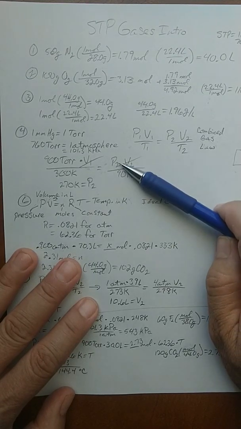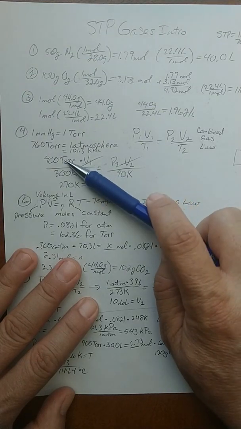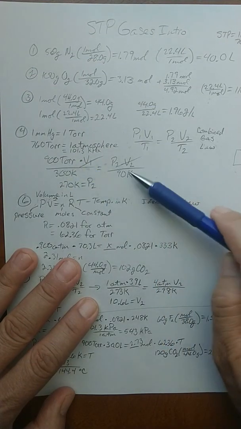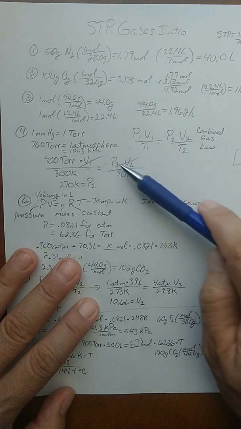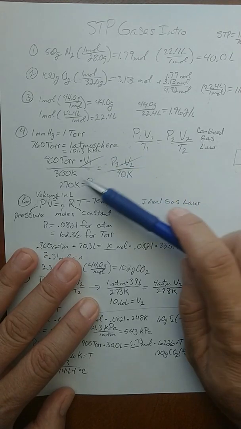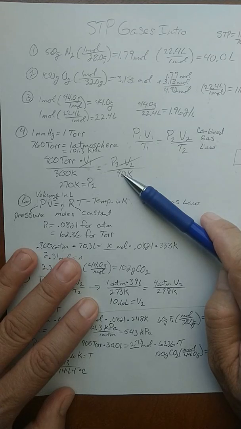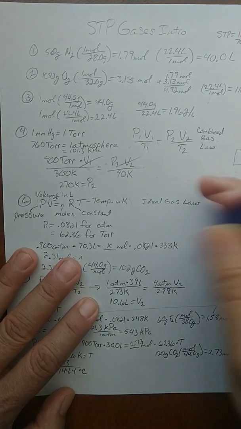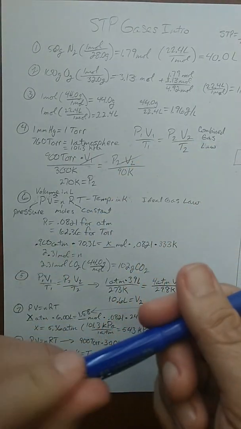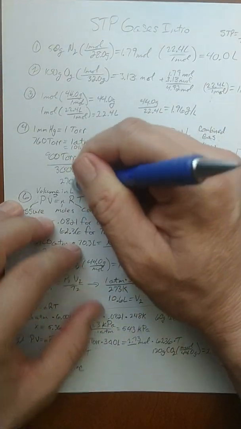To solve for P2, we're going to take 900 divided by 300, and the 90 moves up and over, and we multiply. So it's 900 divided by 300 times 90 Kelvin. And you know what? That is wrong. It's not Kelvin, is it? It's torr.